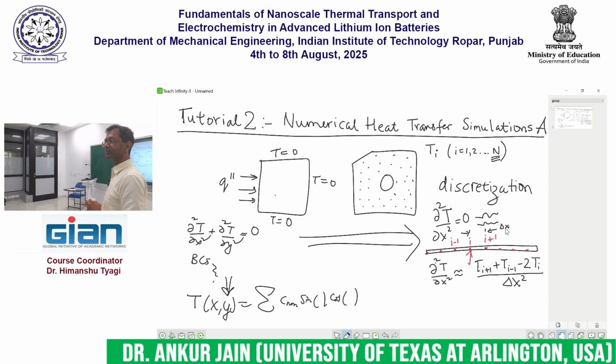Okay? This is an approximation, this is not an exact solution. But what that means is that if the second derivative of temperature has to be 0, then I can say that this quantity must be equal to 0. Right? You can think of this equation as an algebraic equation in 3 unknowns. What are the 3 unknowns? Ti, Ti plus 1 and Ti minus 1.